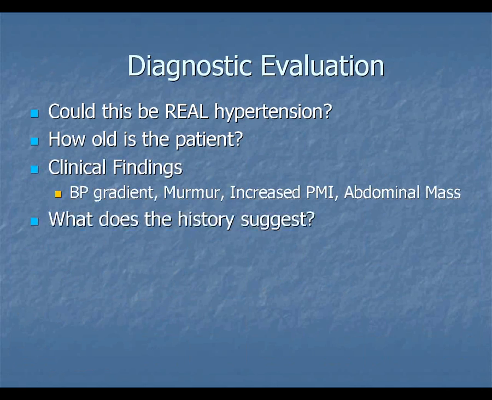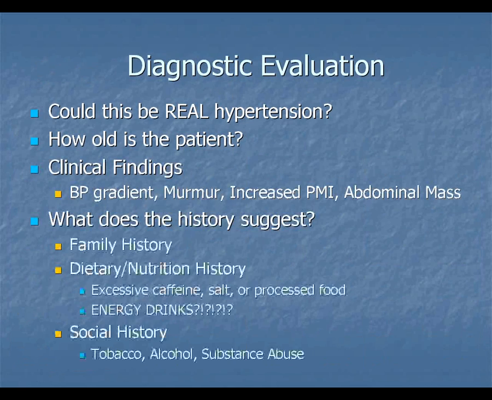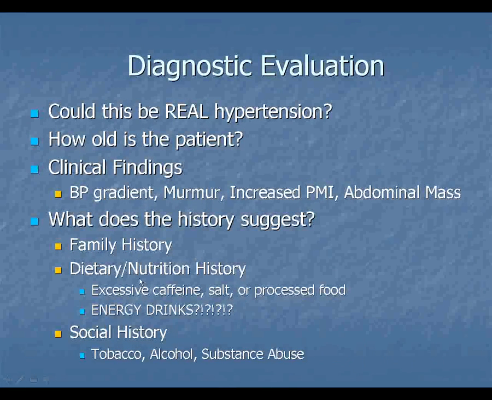Many times when I'm evaluating a patient for initial hypertension, overall a basic history gives you the answer. If you can find out what's going on in their family history. Does every single relative on dad's side of the family take blood pressure medication? What is their dietary and nutrition history?